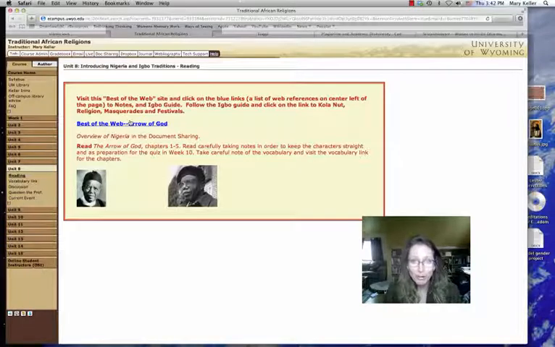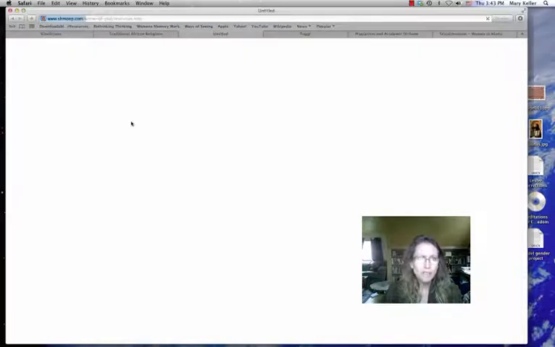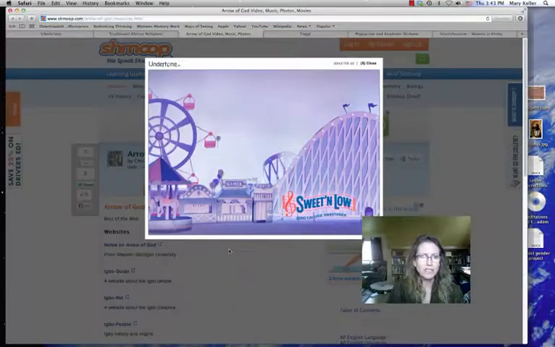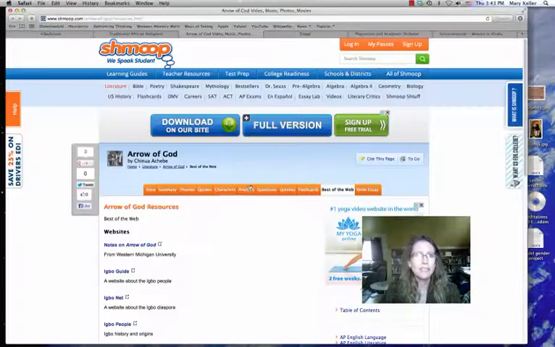The kola nut is very important throughout this story, and when you have no idea what the manners and social meaning of the kola nut are, then it's hard to get what's happening. So if you click on Best of the Web over here, here's the Arrow of God. Next week, I'm sending you to the flashcards and the questions, because those will help you as you build your knowledge of it.